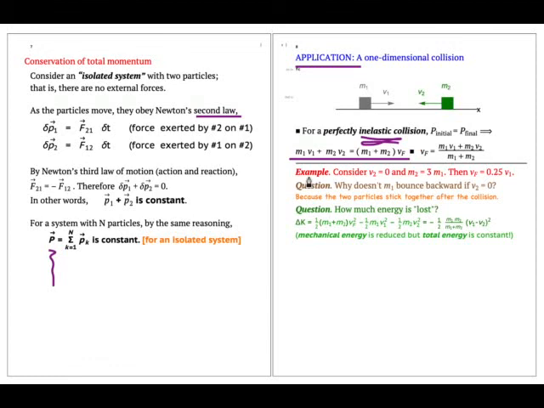Now let's work out a special case. Let's suppose V2 is 0. So this object is at rest before the collision. So it's sitting there minding its own business. This particle comes in and hits it. And let's suppose that M2 is 3 times M1.